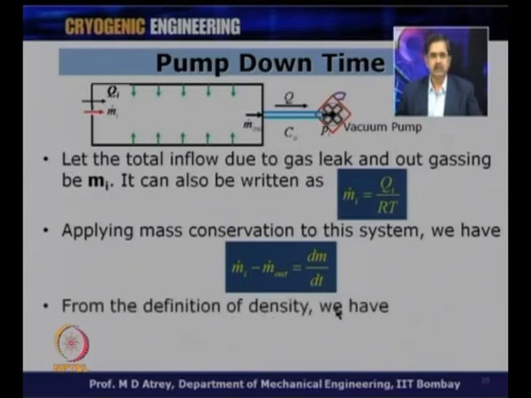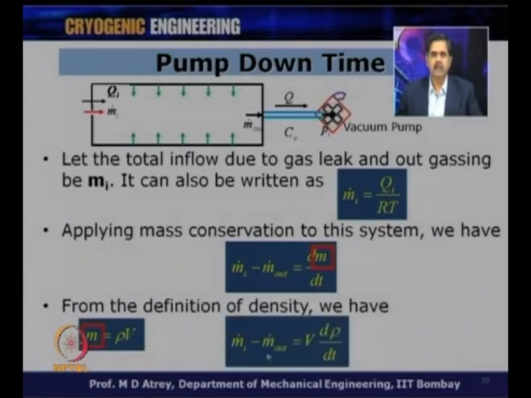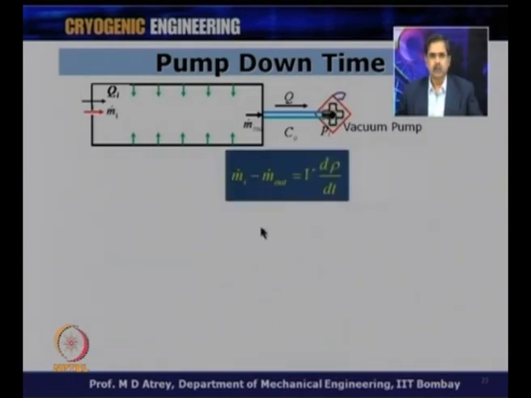From the definition of density, m is equal to rho into V, where V is my volume. Therefore m dot I minus m dot out is equal to V into d rho by dt. So I can write dm by dt in terms of d rho by dt multiplied by volume. Now I have an expression with d rho by dt; can I relate it to dP by dt? Yes, I can. m dot I minus m dot out is equal to V into d rho by dt, which is the change of density with time.